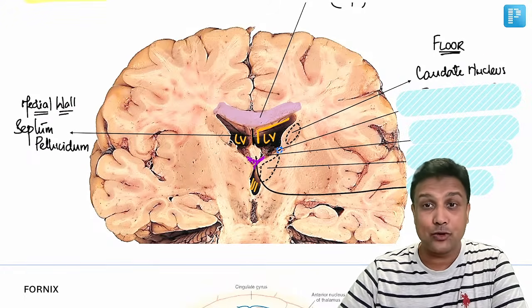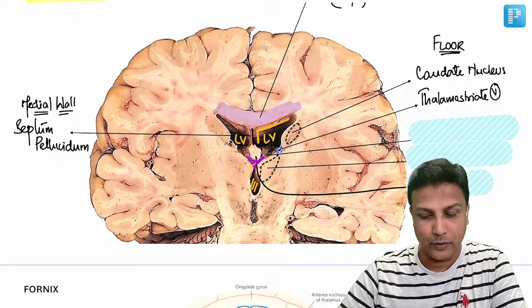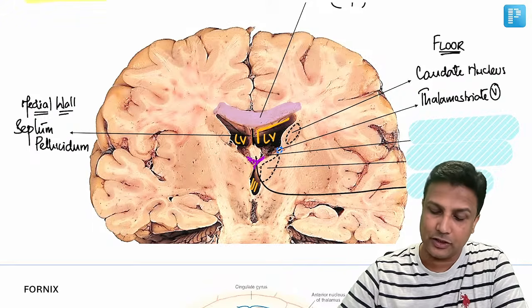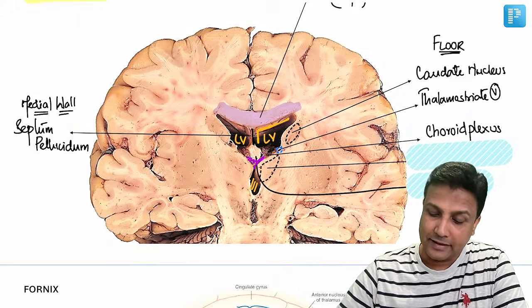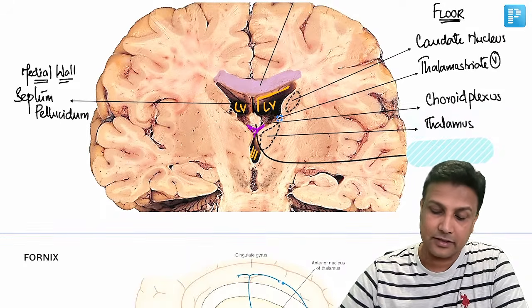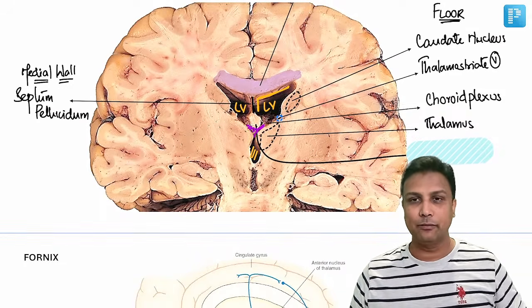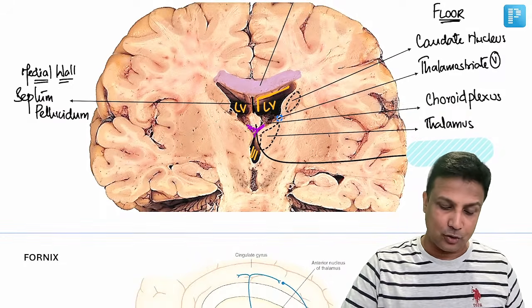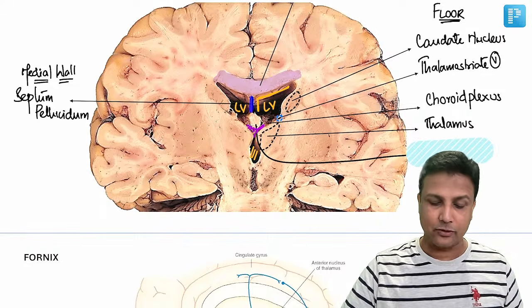Followed by that, you'll be able to see a vein in the middle, that is the thalamostriate vein. And then you'll be able to appreciate the choroid plexus here, that is a network of capillaries. And then you're able to see the thalamus. Now the most important thing is, in the middle of these two, I told you there'll be a septum, that is the septum pellucidum here.